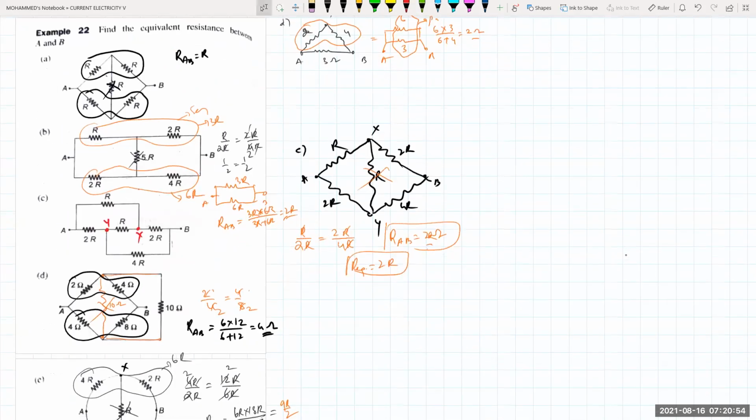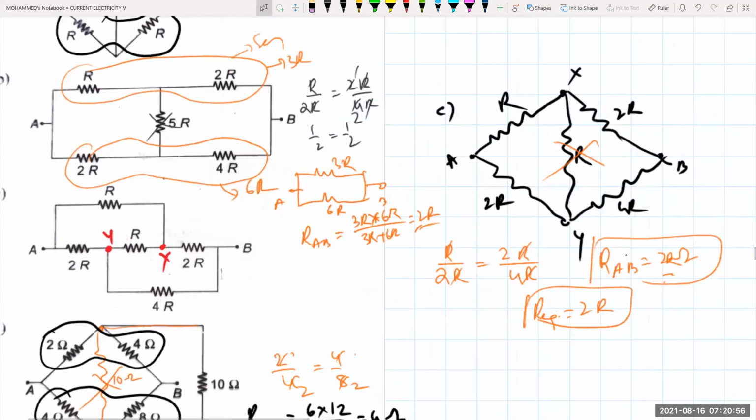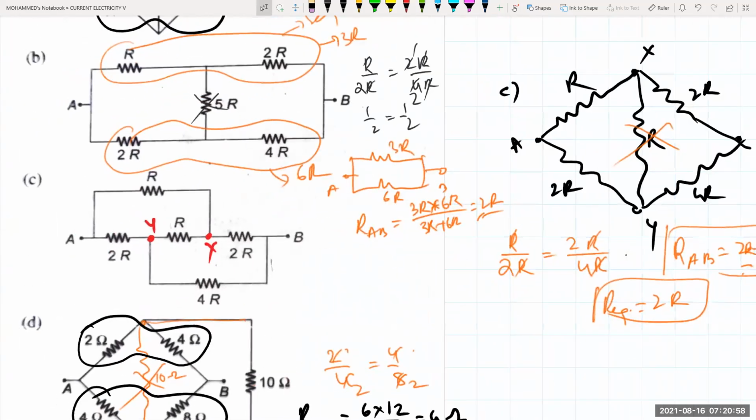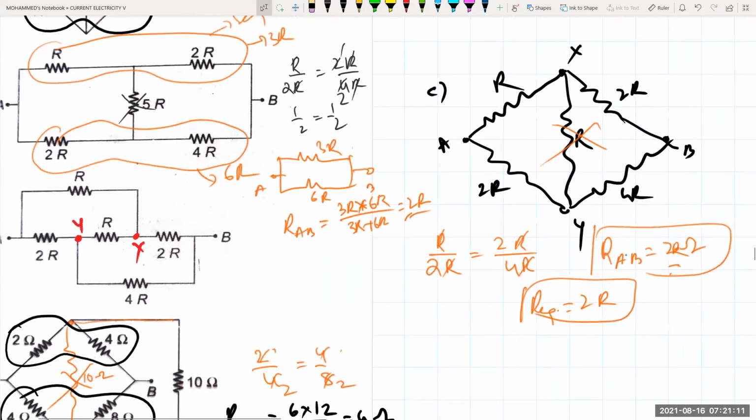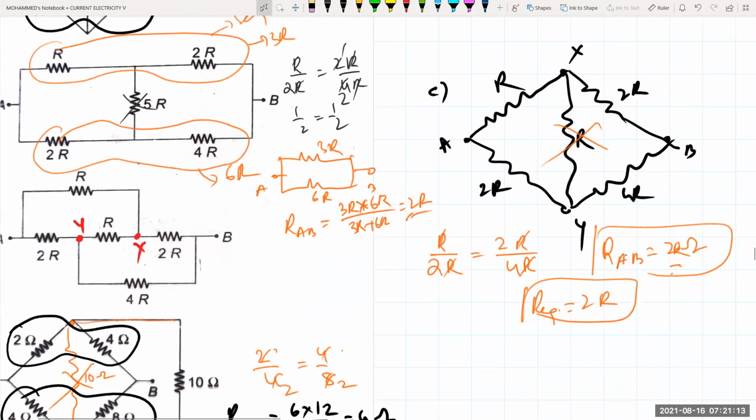See here. For the points between A and B, I have given names to the points where the 4R and R are attached, that is X and Y. Between A and X there is one resistance. Now write the diagram somewhat like this, beta: A and B, and X and Y above.